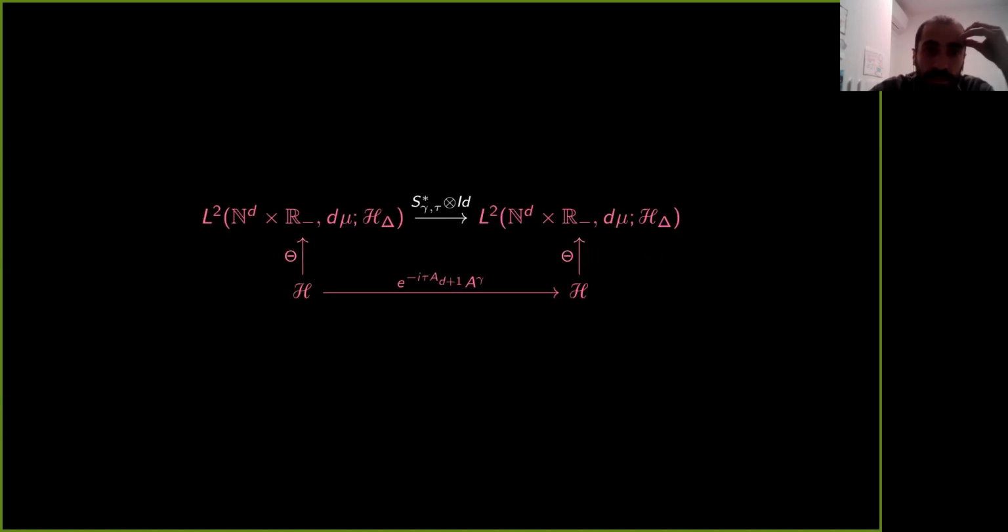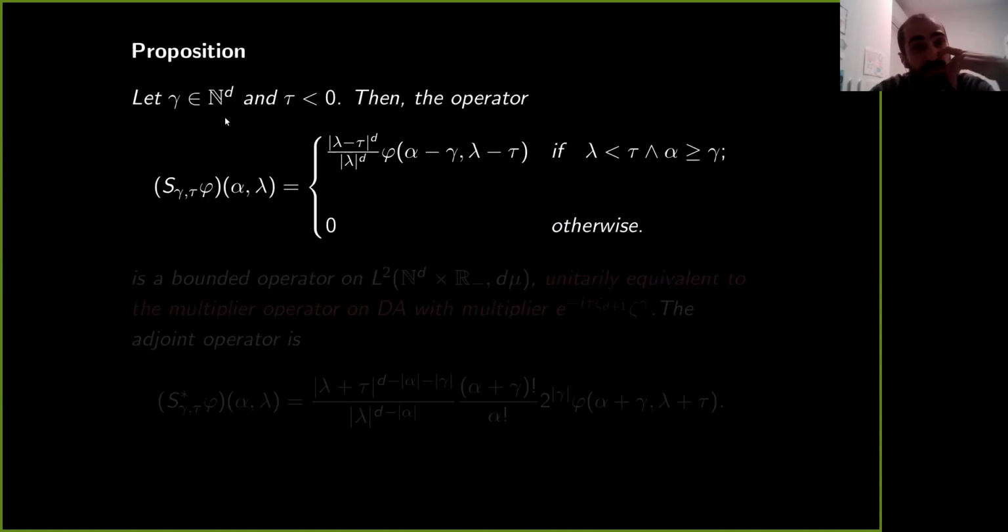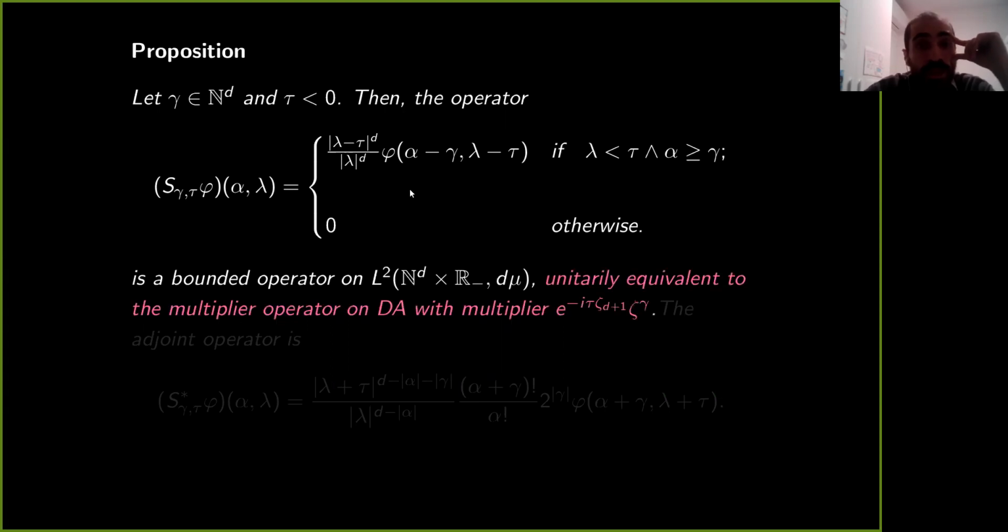And finally, we have this last operator here, which is a star tensor of identity, a shift. If we have gamma in ND and a negative tau, then S gamma tau phi is this weighted shift operator. It is a bounded operator in L2, and it is unitarily equivalent to the multiplier operator on the Drury Arveson space with this multiplier here. So we have the exponential in the last component and the multiplication by the first D coordinates.